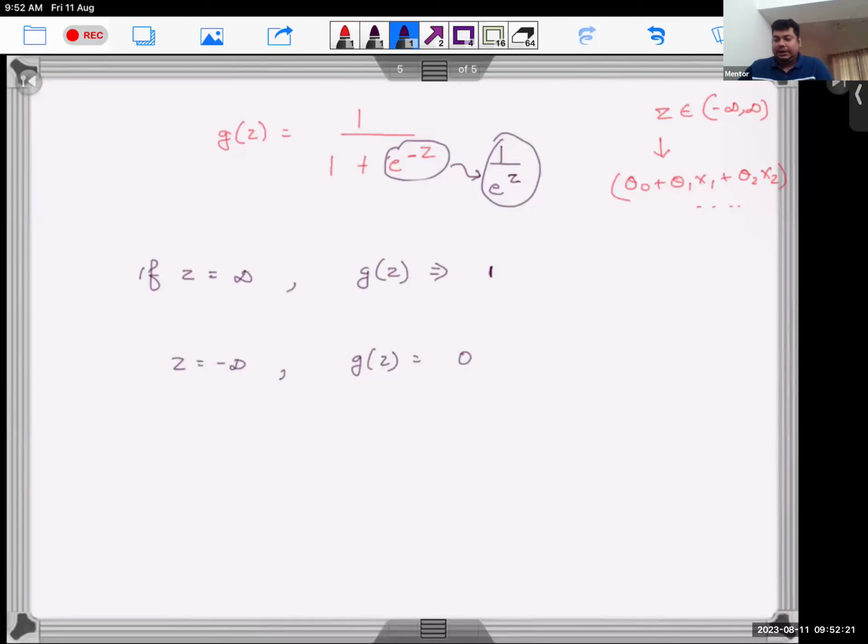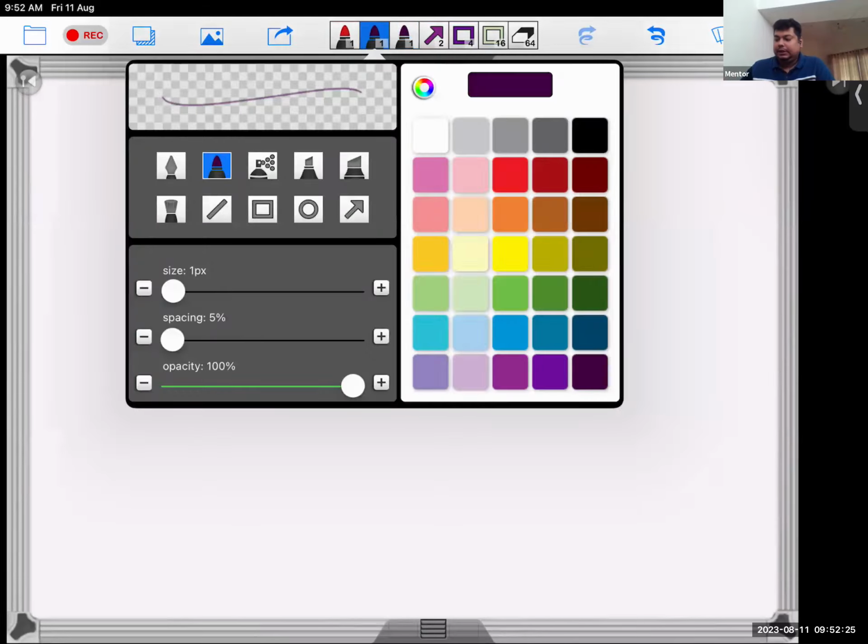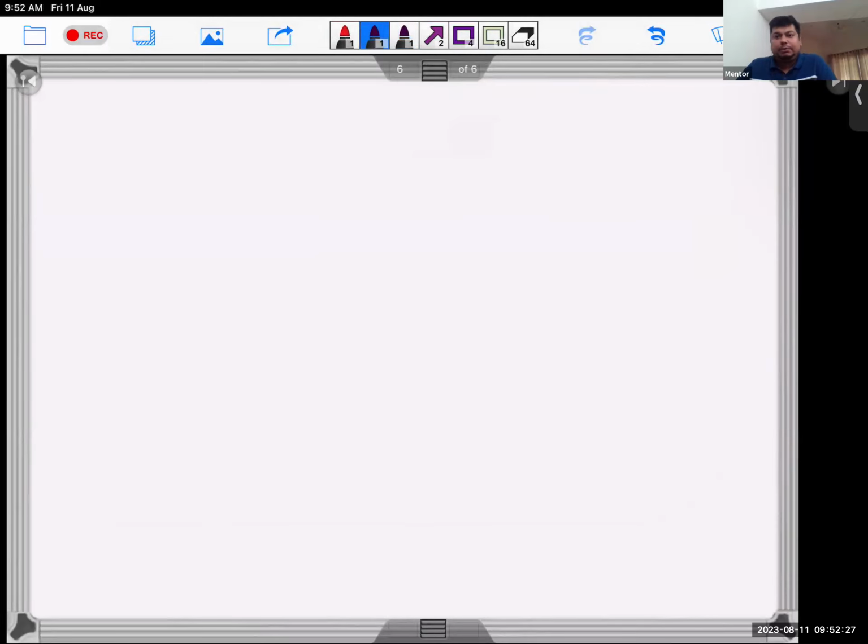Before that, let me describe the problems. In linear regression, what do you minimize? Thetas. You minimize the loss function, the squared error, where this is given as this, right? This is what we minimize in linear regression.